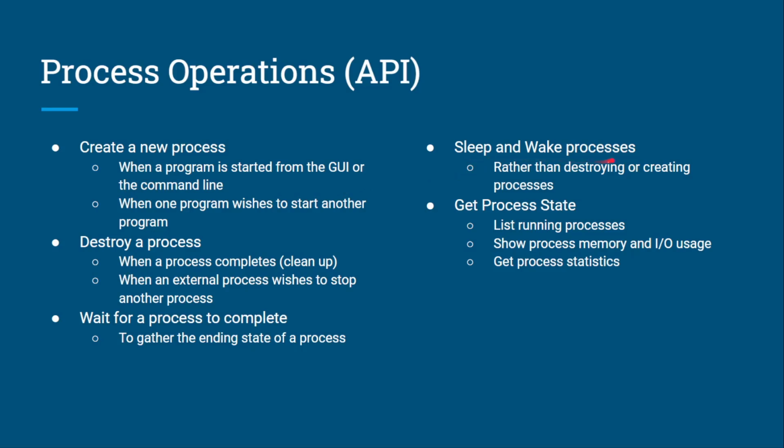There are other APIs that are used for sleep and wake. You can have a process go to sleep and wait for other processes to complete. There are also ways to wake a process that may be in a sleeping state or may be waiting for a resource. There are other APIs that get process state, such as list the running processes or show process memory and I/O usage, and also get some process statistics. There are special programs that we can run, and those will be demonstrated later.